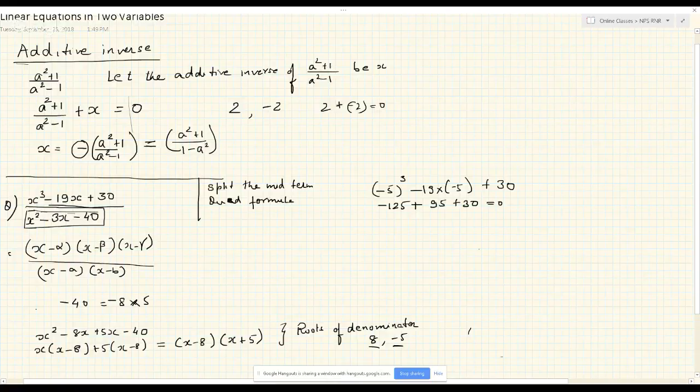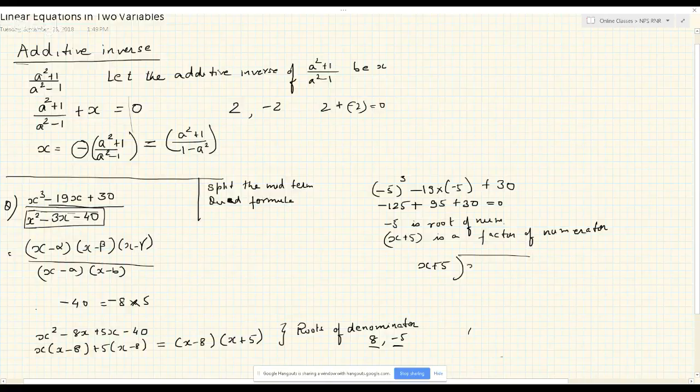That means minus 5 is a root of the numerator. That means x plus 5 is going to be a factor of the numerator. So when I know that x plus 5 is a factor of the numerator, I can find out the other factor. How? By dividing the numerator by x plus 5. So let's divide.